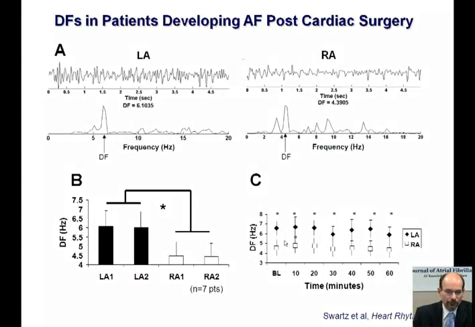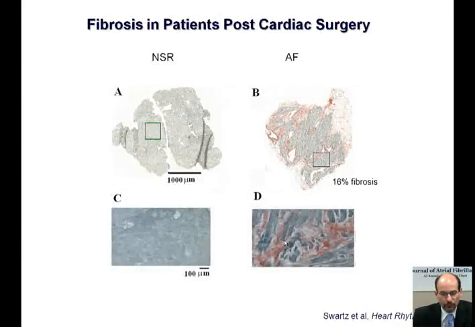We then looked at fibrosis in those patients. On the left, we see stained sections in a patient that remained in sinus rhythm. This is a young patient of 30 years old. We see no fibrosis whatsoever in these panels. On the right, we see a stained section from a patient who developed atrial fibrillation. This is a female of 70 years old, and we can see that she had a 16% area of fibrosis from analysis of these sections as shown in panel D.